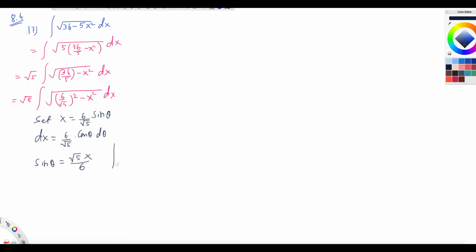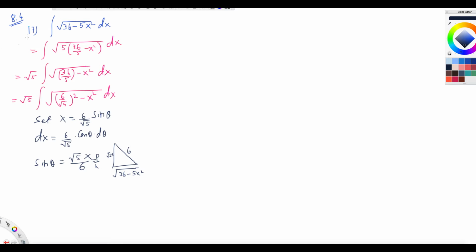If you make a triangle, sine is perpendicular over the hypotenuse, right? So the perpendicular will be root 5x and the hypotenuse is 6. So how much would the base be? That will be the square root of 6 squared, 36, minus the square of that, 5x squared. By the way, this root is only for the 5, not for x. That's what you get.